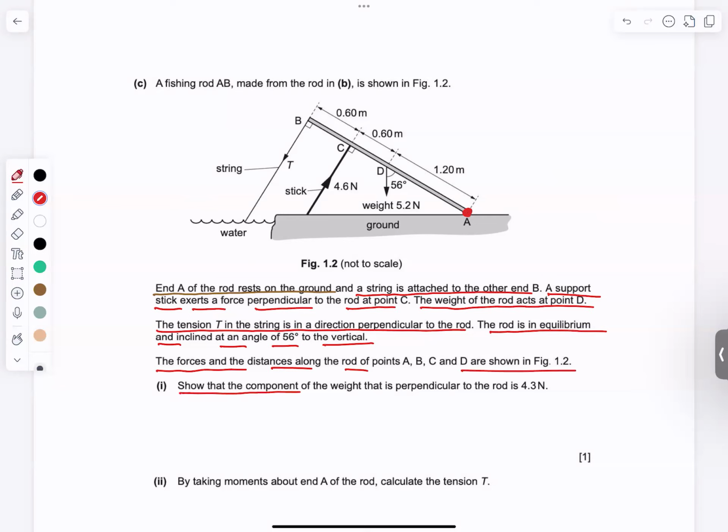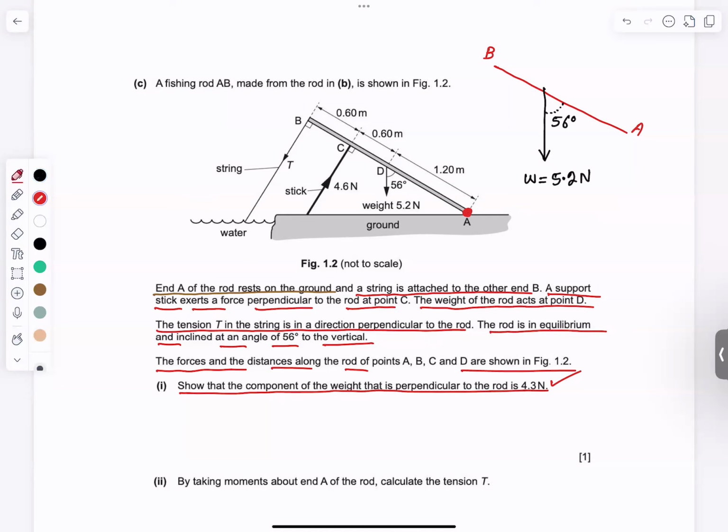Show that the component of the weight that is perpendicular to the rod is 4.3 newtons. We have to prove that the component of the weight that is perpendicular to the rod is 4.3 newtons. Basically, we have to resolve the weight. Now, we will draw a simplified version of the drawing. This is point A, this is point B. And then we will draw the weight. Weight is vertically downwards. Weight of the rod is 5.2 newtons. And this angle is 56 degrees.